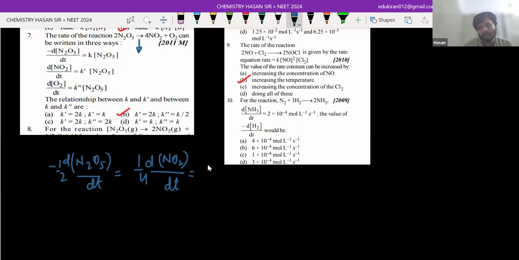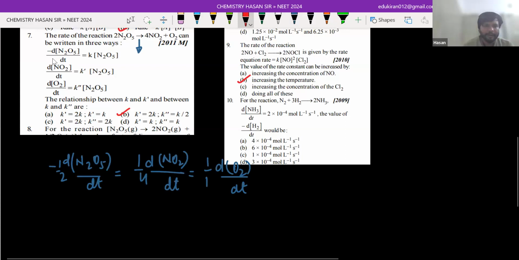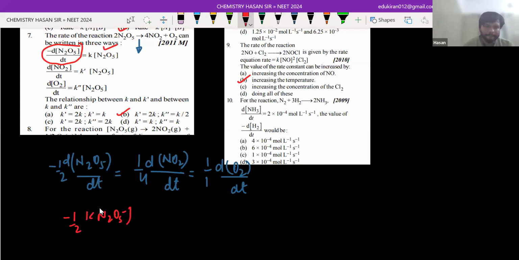And this will be equal to 1 by 1. That means either you are going to write it or not, that doesn't matter. DO2 upon dt. Now, according to the question, the rate that is given as minus d of N2O5 is k into N2O5. That means we can write half of k N2O5. That will be equal to d of NO2 upon dt, which is written as 1 by 4 k dash N2O5. And this will be equal to k double dash N2O5.